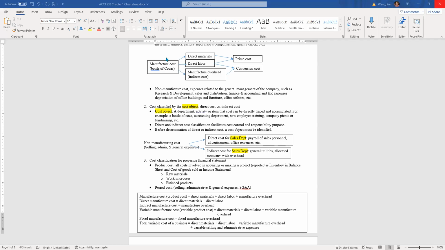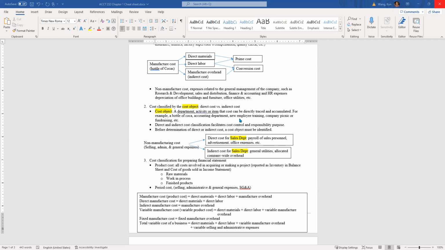The second important way we classify cost is by direct cost as compared to indirect cost, depending on the relationship with the underlying cost object. The cost object can be a department, an activity, a project, or an item that we can directly trace and accumulate cost. For example, a bottle of Coke, the whole accounting department, the activity of new employee training, a company picnic, or a fundraising activity can all be a cost object.